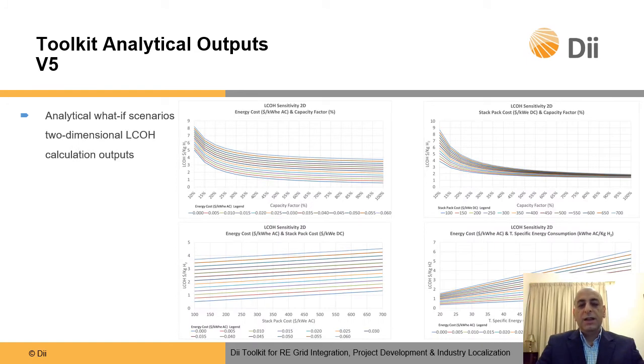The toolkit also provides two-dimensional analytical outputs and what-if scenarios. These four charts are used for analyzing two parameter variances at the same time and their impact on the levelized cost of hydrogen. For example, the top left chart is good for analyzing the energy cost variance and the capacity factor variance. Both of those variances impact the levelized cost of hydrogen. And as you can see, the capacity factor reduction in terms of dollar per kilogram H2 would need to be greater than 50 or 60% in order to have significant reduction in cost and competitive hydrogen prices.